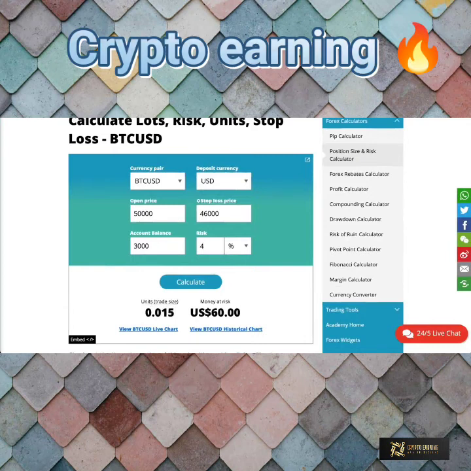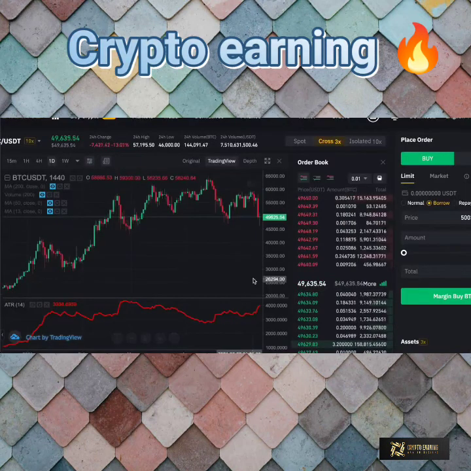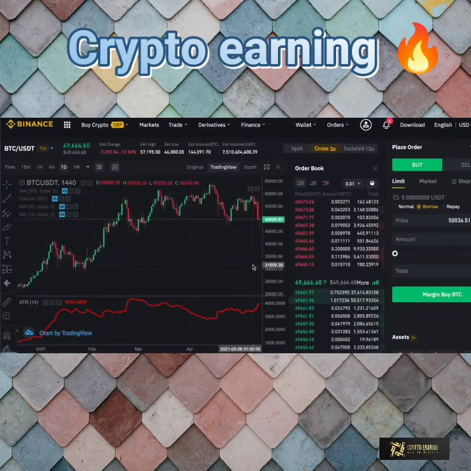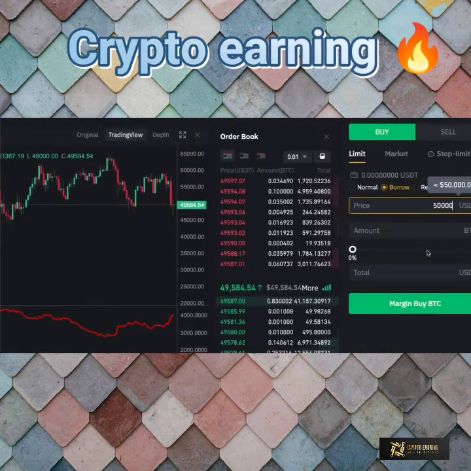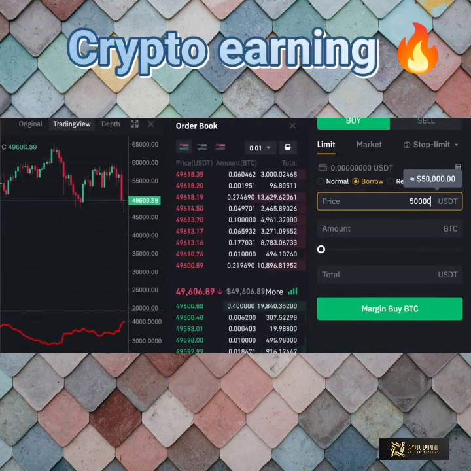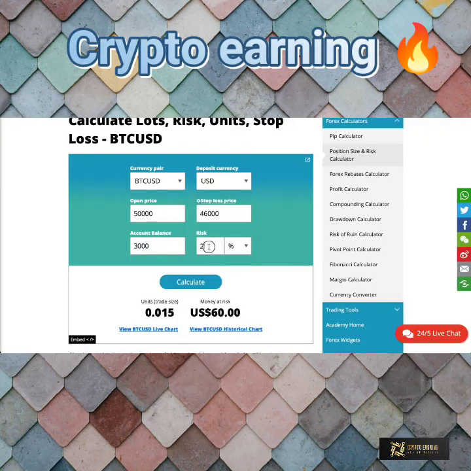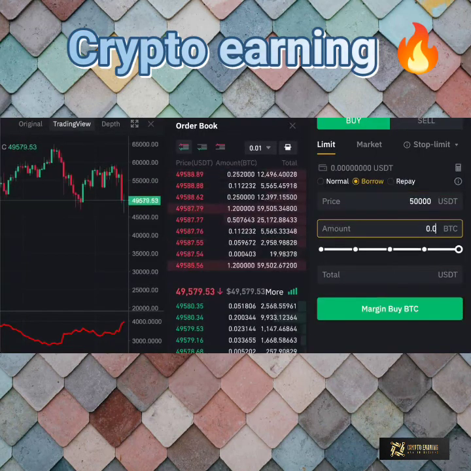Now that we know all of the different risks that we're taking, we can simply come back to the Binance trading page and we'll put in an order. So we can go 50,000. Let's say we go long at 50,000. We want to take a 2% risk. So how much Bitcoin do we actually have to use? We can come back to the calculator very easily, use that 2% risk, and we know it's 0.015 of a Bitcoin. So we can put that right in, 0.015.